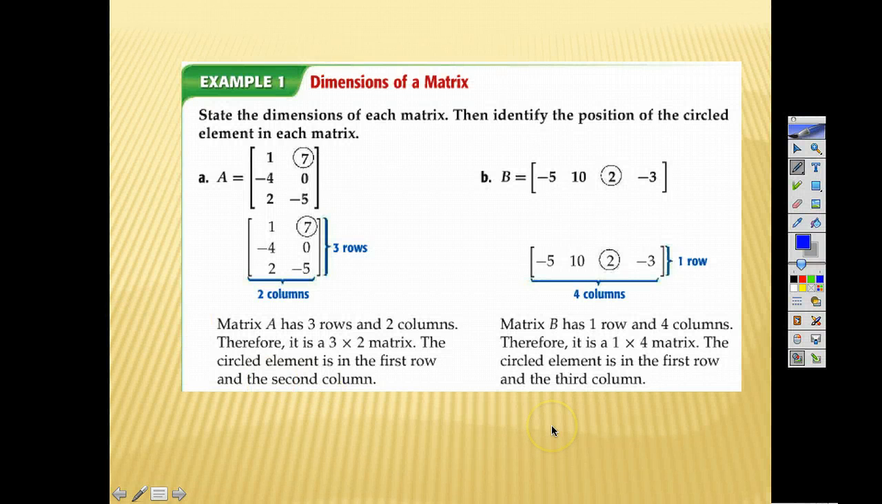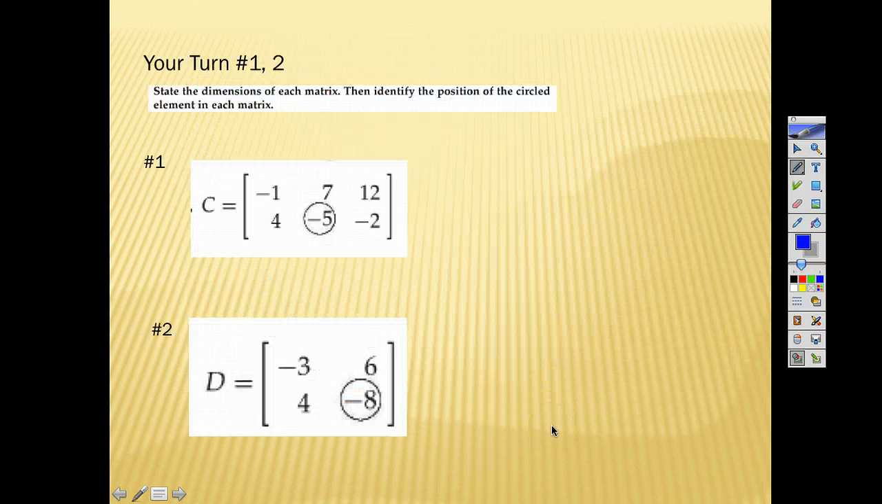Okay, so our next one, it's your turn, numbers 1 and 2. State the dimensions of each matrix, then identify the position of the circled element in each matrix. So go ahead, do numbers 1 and 2 on a separate sheet of paper and come back when you are done.